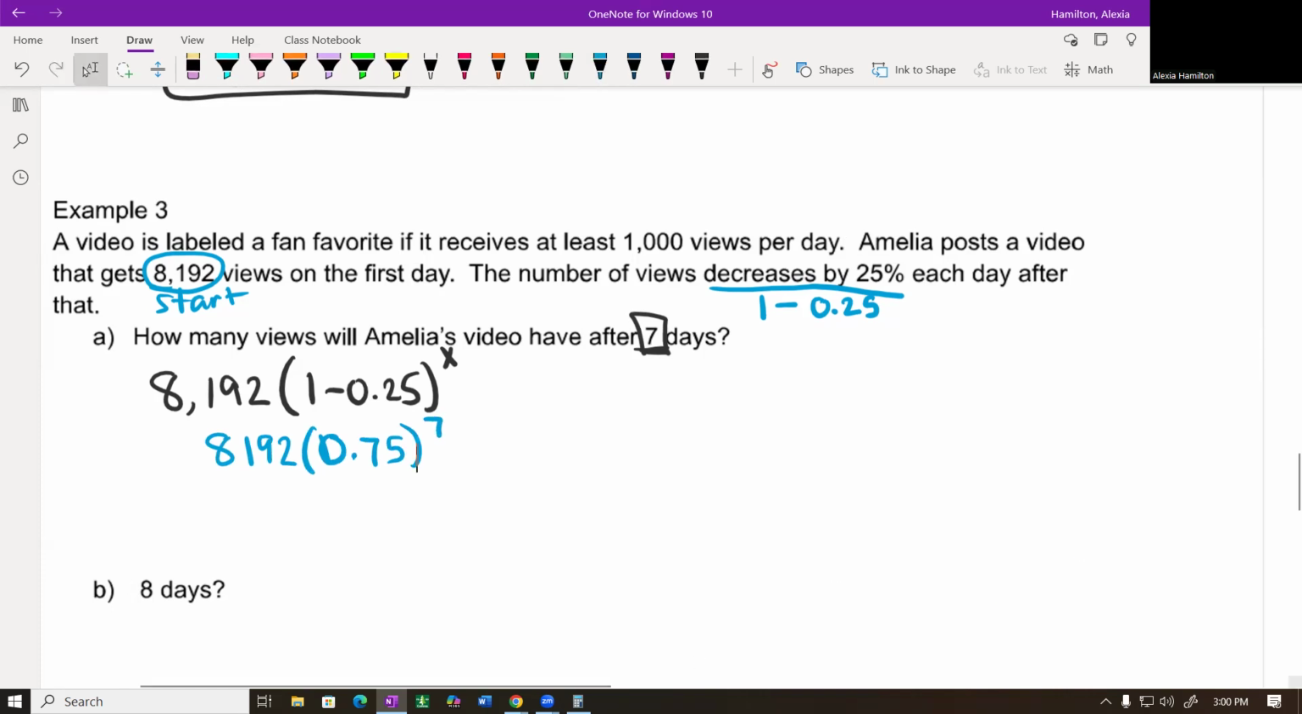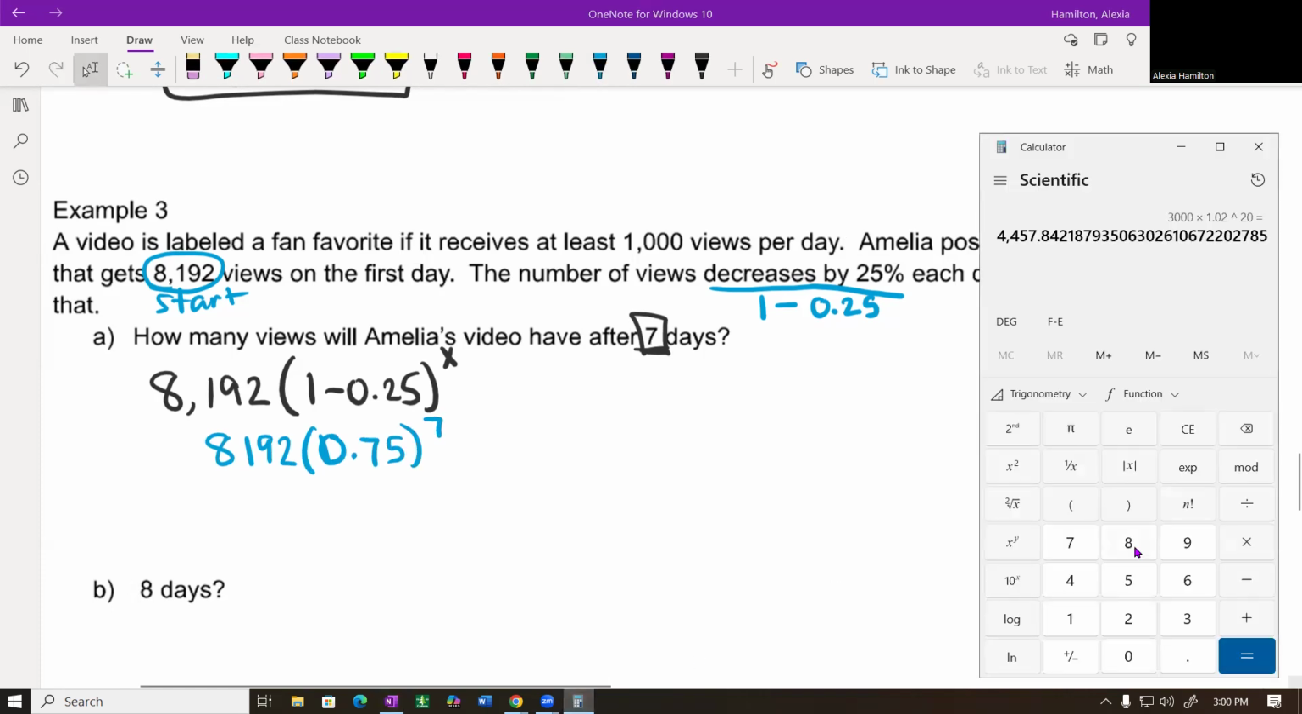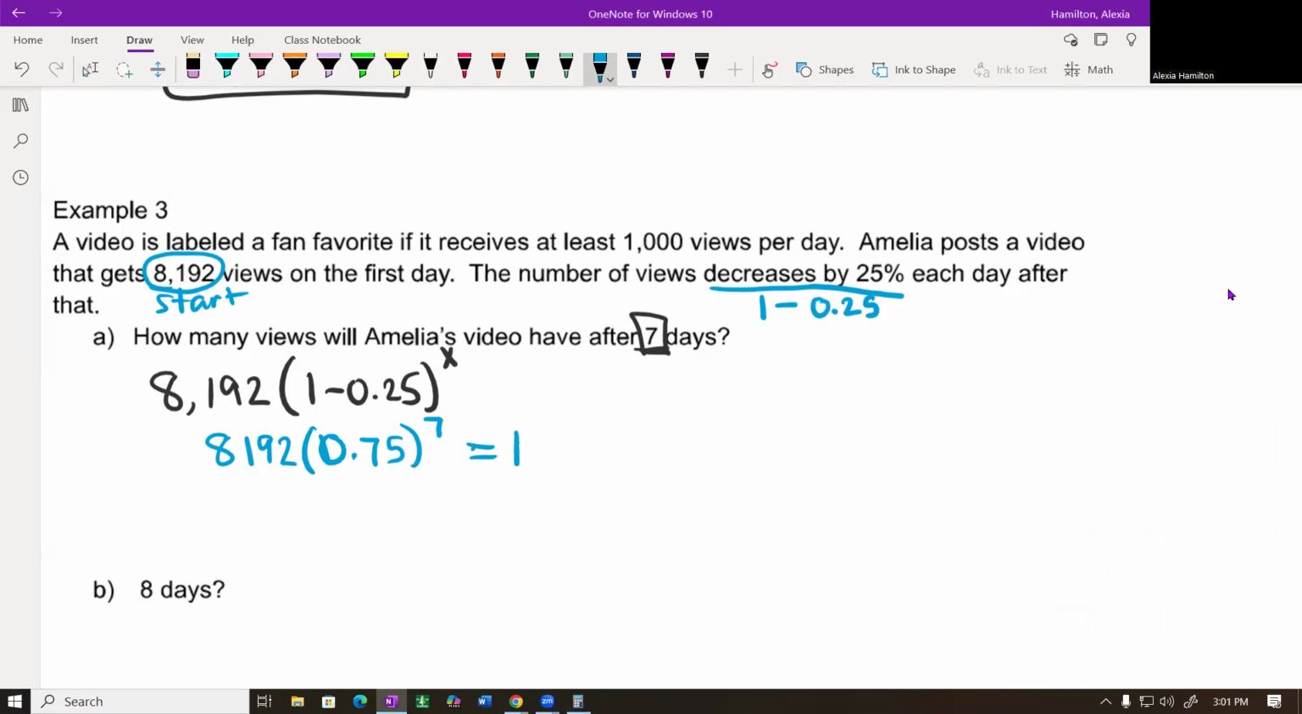And again, calculator, 8192 times 0.75, raised to the 7, equals 1,093.5. So it is still a fan favorite.